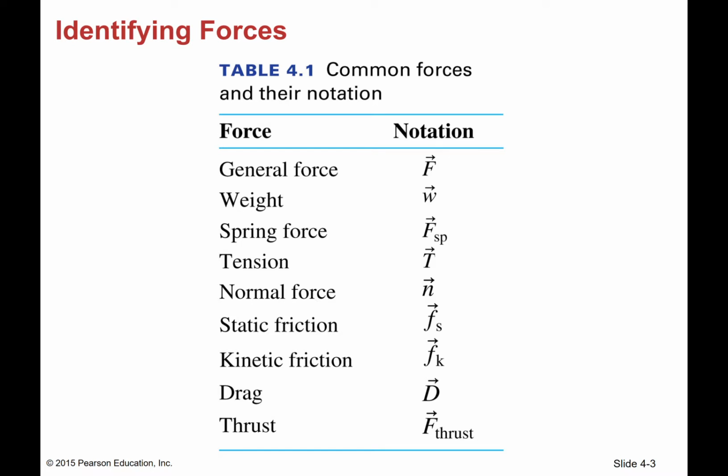So here's our catalog of forces. These are the forces that we know. A general force we're going to denote by F. We have the weight, the force due to springs, tensions that are due to rope, normal forces that are due to surfaces, static and kinetic friction. Static friction is when the object is not moving. Kinetic friction happens when the object is moving. We have drag, which is the resistance basically, and we have the thrust. Those are the forces that we are most commonly going to be using in this class.